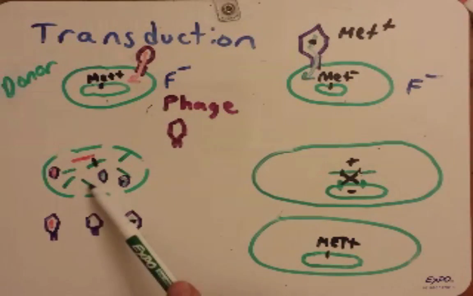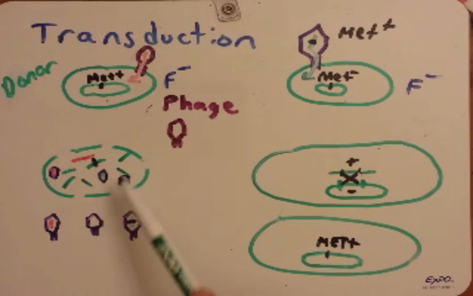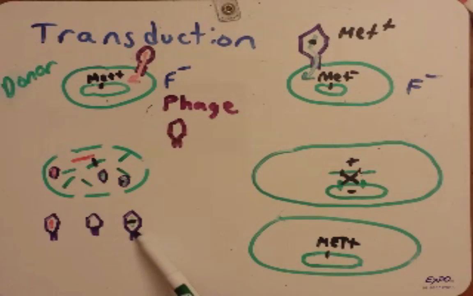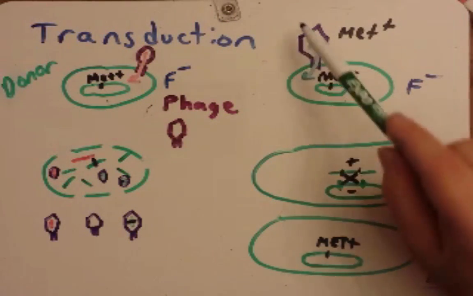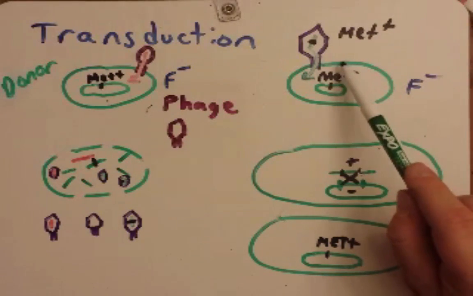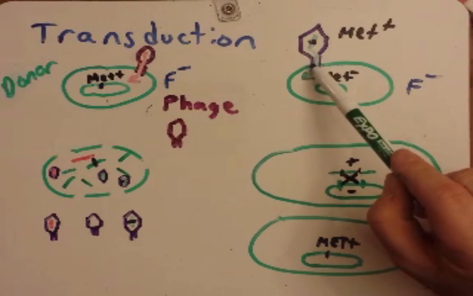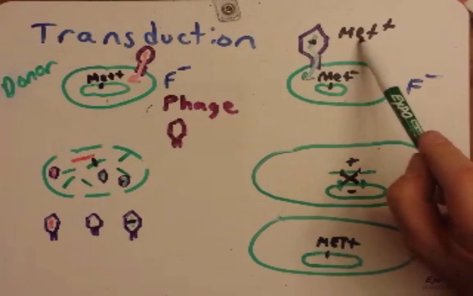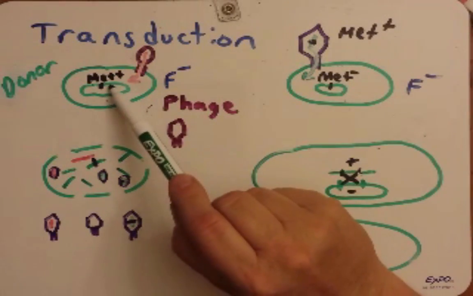These bacteriophage that took up these pieces of genome from the E. coli can now go on and still infect a cell. As we see here, the bacteriophage attaches to the outside of this E. coli. It inserts the gene it took up, the methionine plus gene that it got from over here.